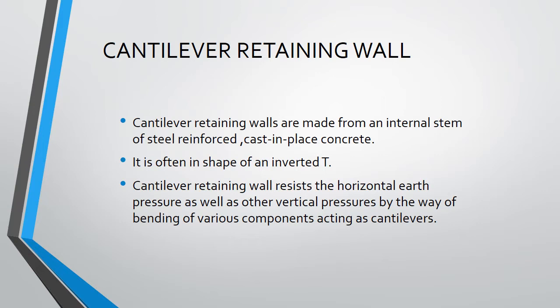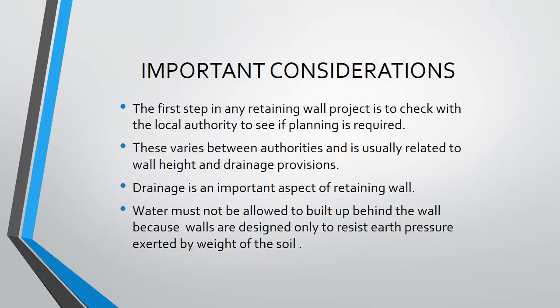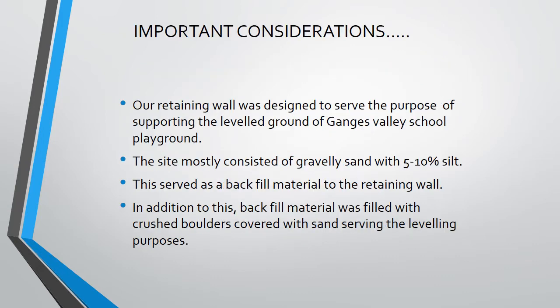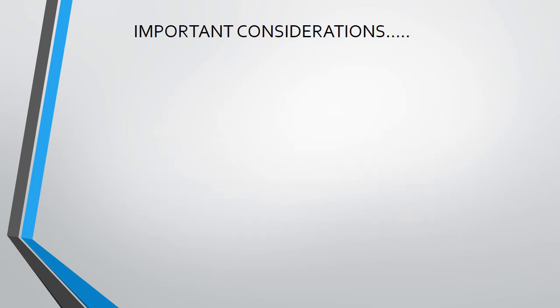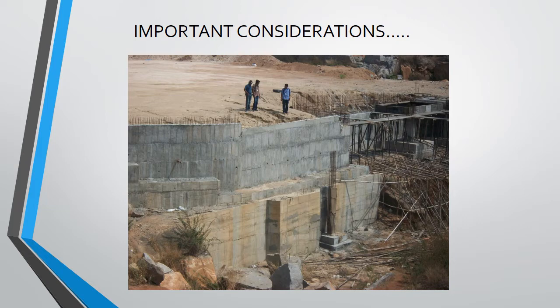Now coming to the cantilever wall, which we incorporated in this design process for the backfill, they are made from internal stem of steel reinforcement and cast-in-place concrete. It is often in an inverted T-shape. These are the important considerations which were taken before the design. The first step, before starting construction, is to check with the local authority if planning permission is required. The drainage is also an important aspect of a retaining wall. This is our site where the retaining wall is located.